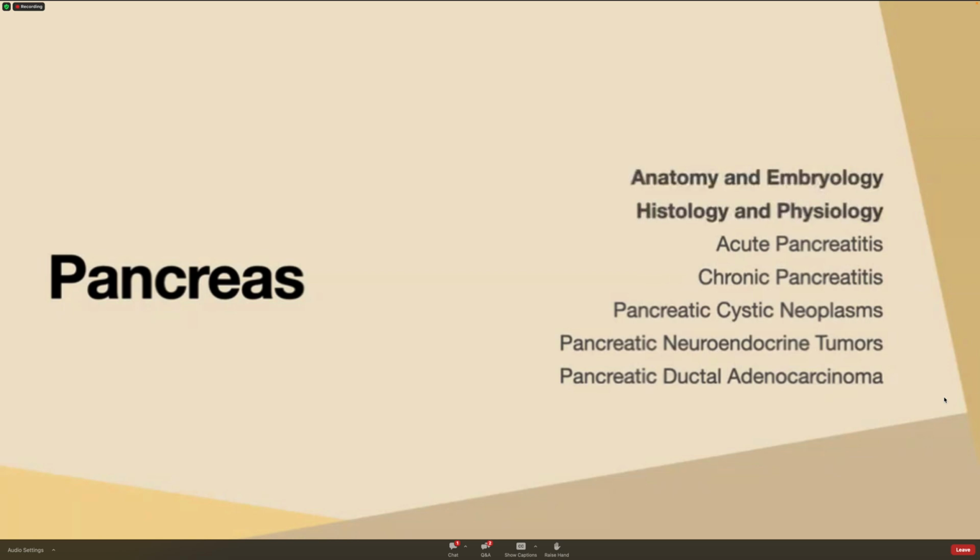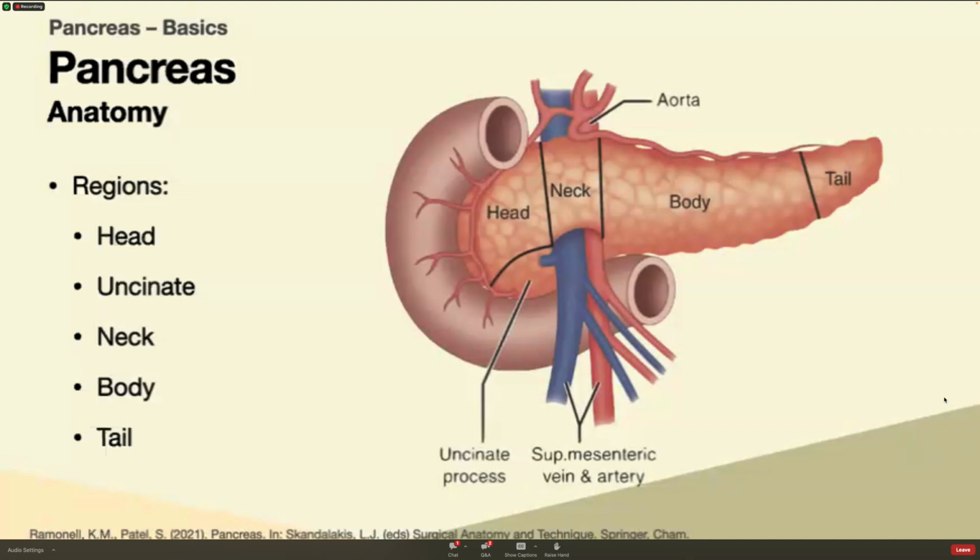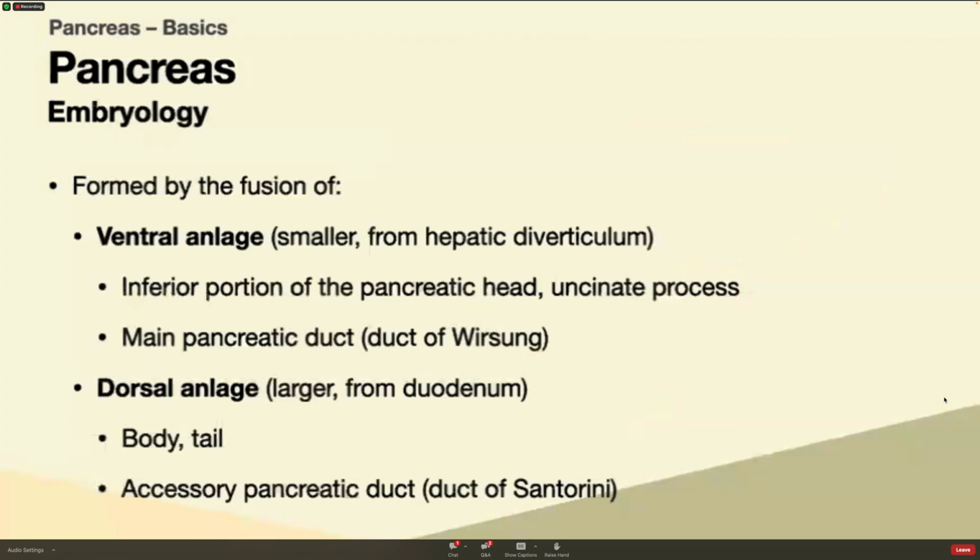So first we go with the basic topics. The pancreas is divided into the following regions: the head, the uncinate process, the neck, the body, and the tail. And for the embryology, it is formed by the fusion of the ventral bud and the dorsal bud. So sometimes it's asked in the exam, so you just have to memorize it. The ventral bud eventually forms the inferior portion of the pancreatic head and the uncinate process, and also forms the main pancreatic duct of Wirsung, while the dorsal bud forms the superior portion of the pancreatic head, the body and tail of the pancreas, and also the accessory pancreatic duct of Santorini.